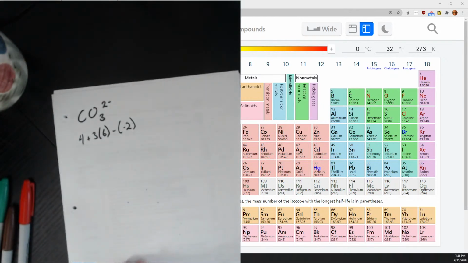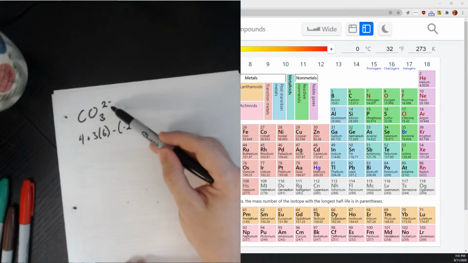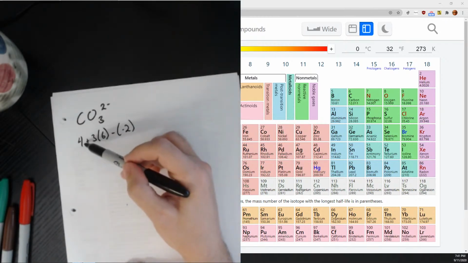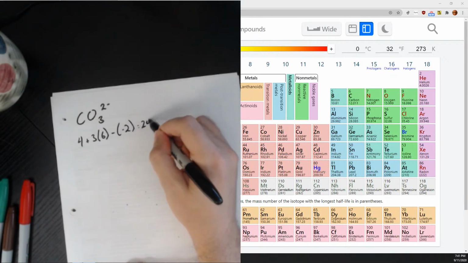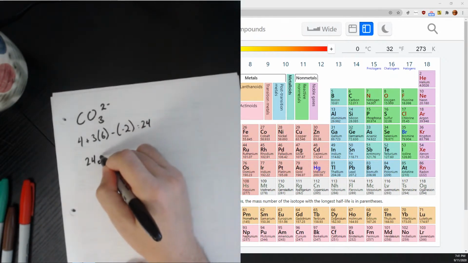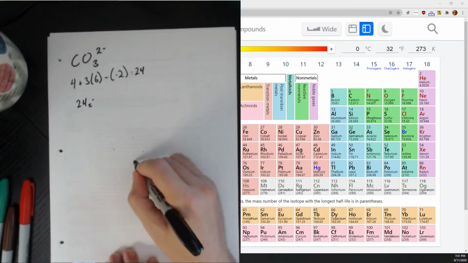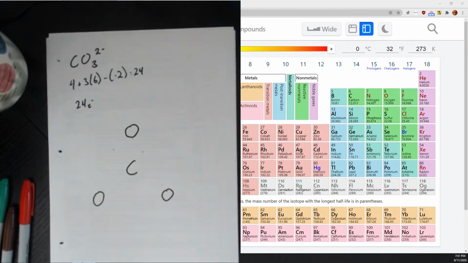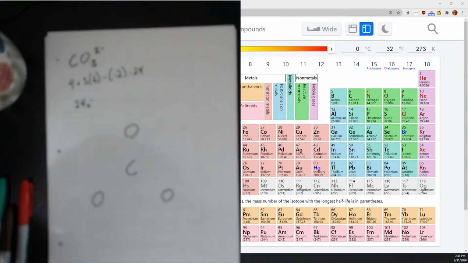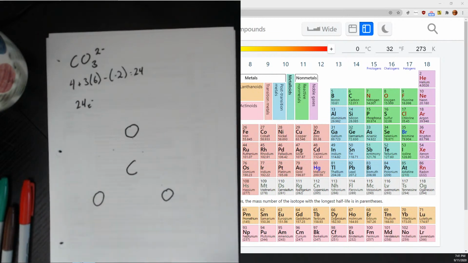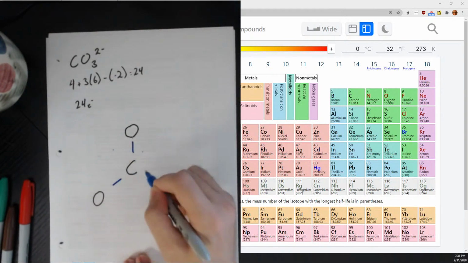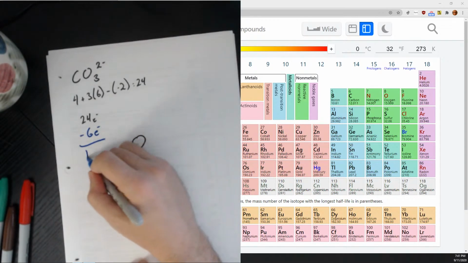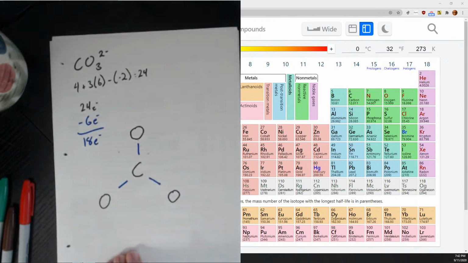Okay, so we account for that charge. That -2 charge means we have 2 extra electrons. So 18 plus 4 is 22 plus 2. We have 24 electrons to play with. So once again, carbon goes in the middle, and we surround it with oxygens. We draw a single bond from each of our oxygens to carbon. 3 bonds, 2 electrons each. We use up 6 of our electrons. We're left with 18.